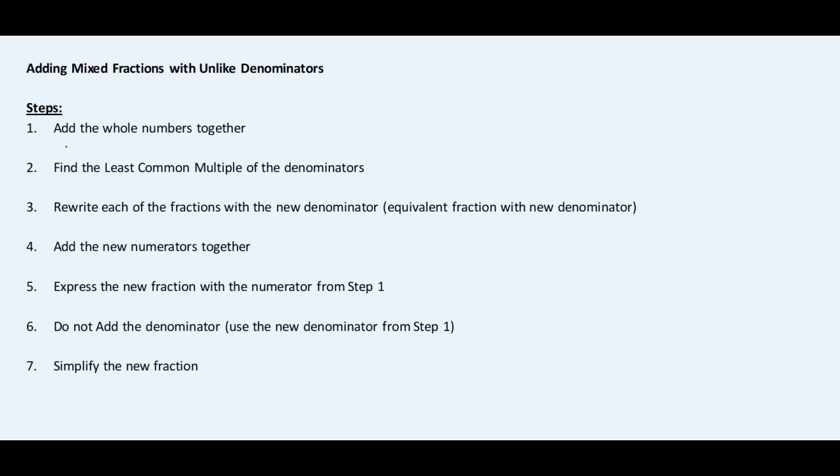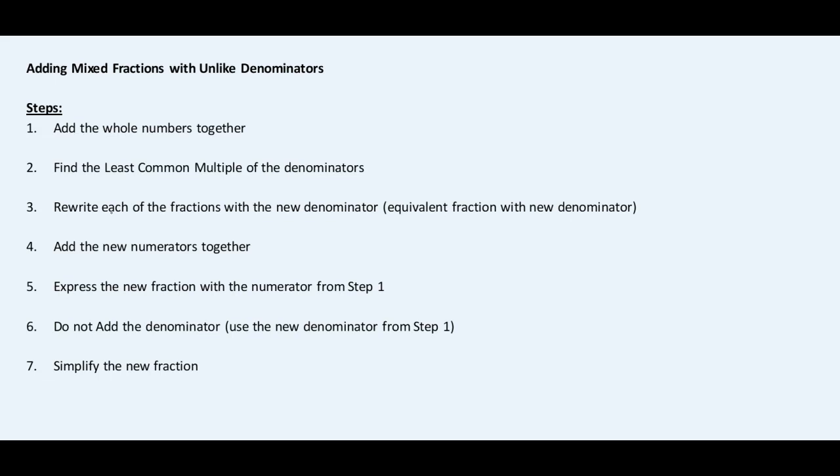So the first thing we want to do is to add the whole numbers together, because remember, a mixed fraction has a whole number and a proper fraction. So we're going to add the whole numbers together. And then for the fractions, we're going to have different denominators. So we need to find the least common multiple of the denominators.